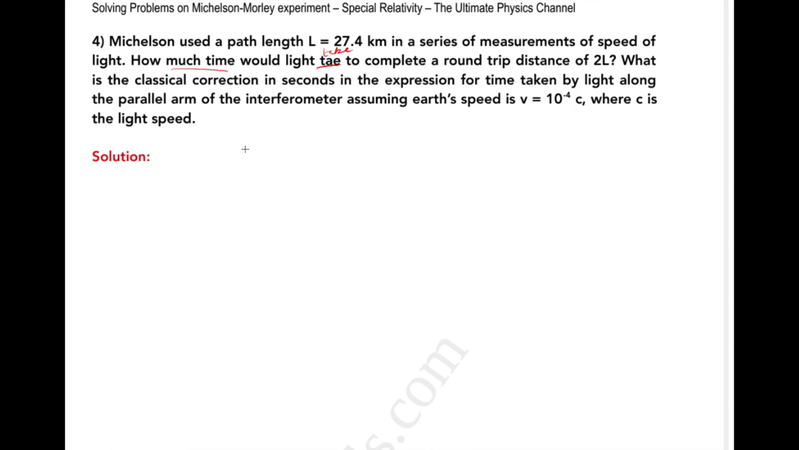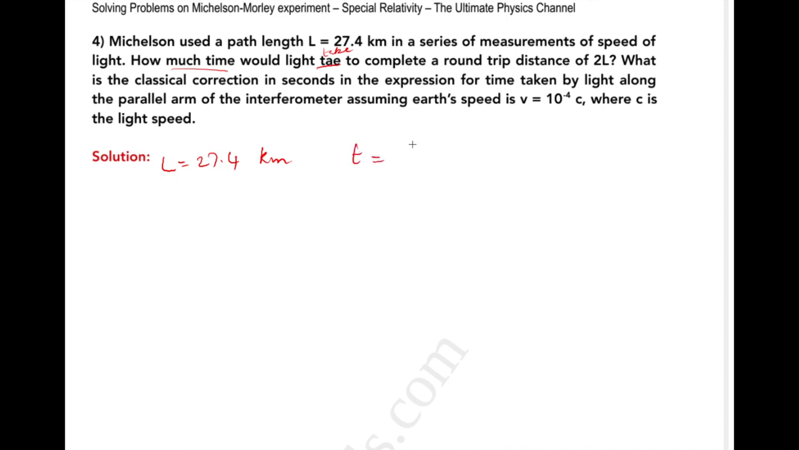Right, so we have derived the expressions already in our original lecture video, so one can refer to that. If you have not checked it out already, I suggest that you do so. Now, L is equal to 27.4 kilometers in this problem. Initially, we can calculate, that is the first part of this, how much time would light take to complete a round trip distance of 2L?